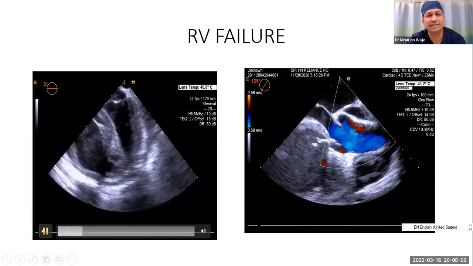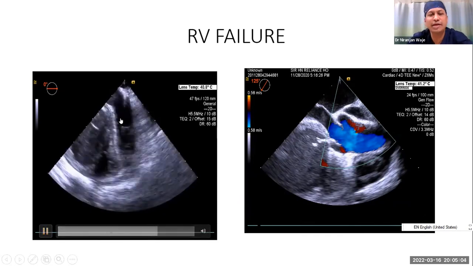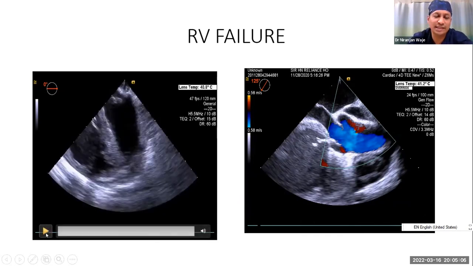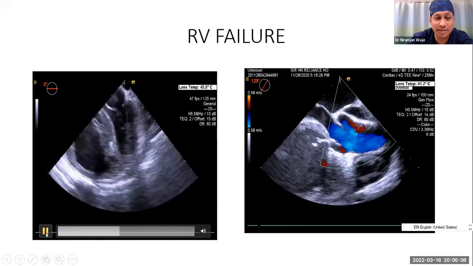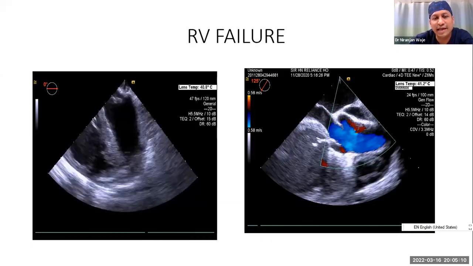If the septum is bowing into the LV side in systole, it indicates a pressure overload, possibly a pulmonary embolism. If it's bowing in diastole, it is indicative of massive volume overload, possibly a massive TR. So in any case of cardiac shock, the basic principles remain the same: decrease the preload, decrease the afterload, increase contractility. However, without the echo, we would not know whether there's left or right failure.